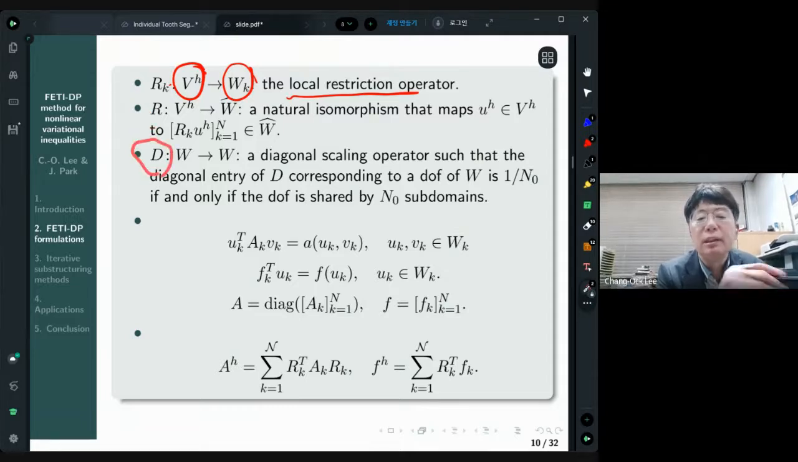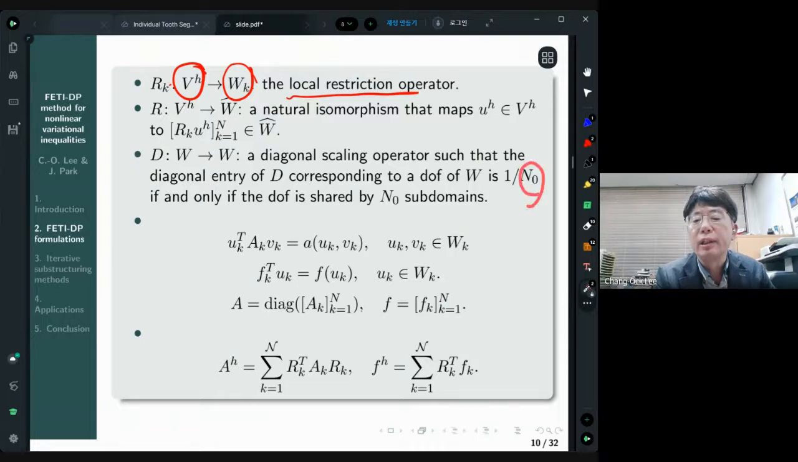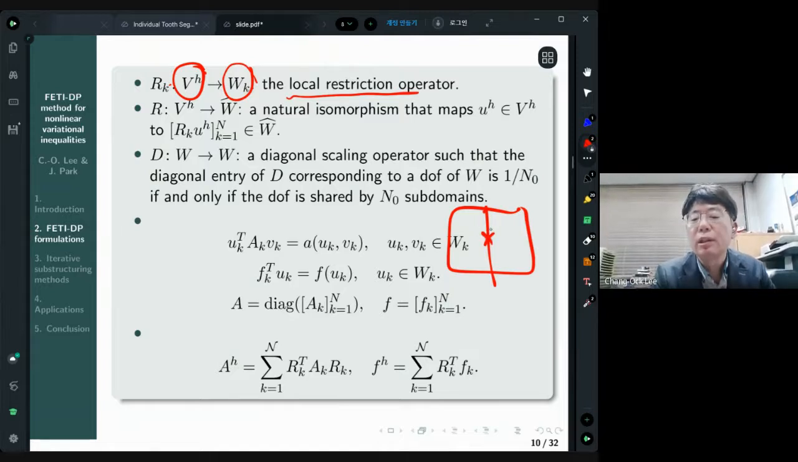And also we have D. D is called the diagonal scaling operator. So it has only diagonal entries, and the diagonal entry is equal to 1 over n0. Here n0 is the number of degrees of freedom at that point. So if you have, okay, in this case, this point is on the interface that is shared by two subdomains. So in this case, n0 equals 2. And in this case, okay, at that point, n0 is 4. Okay, so we have the diagonal scaling element.